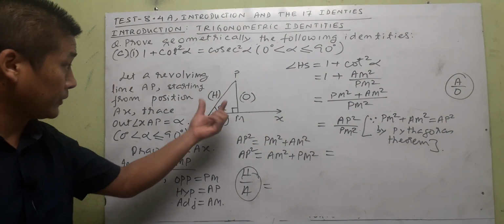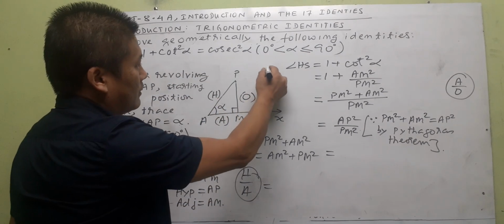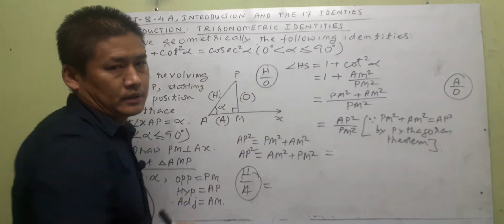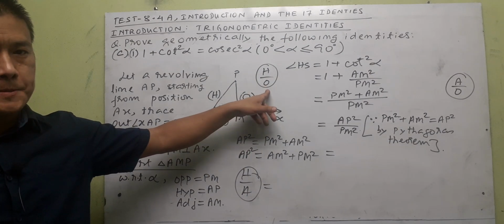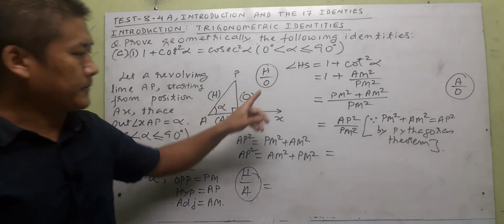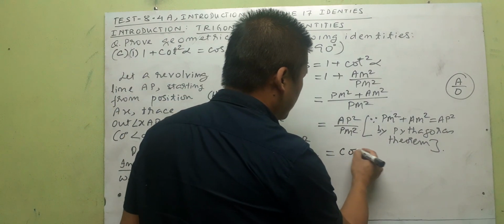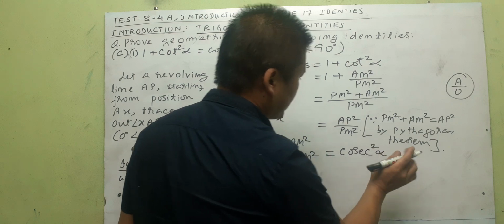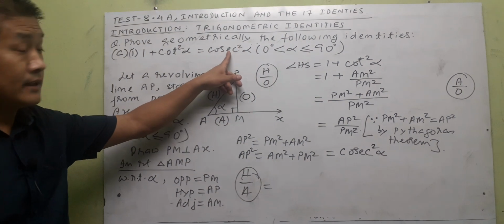Look at the diagram. AP is the hypotenuse and PM is the opposite. What is the name of this ratio from the first chapter? Yes, that's right, cosec. Hypotenuse by opposite is cosec, so we write cosec alpha, and because there is a square, we write cosec squared alpha, which is exactly the same as this.